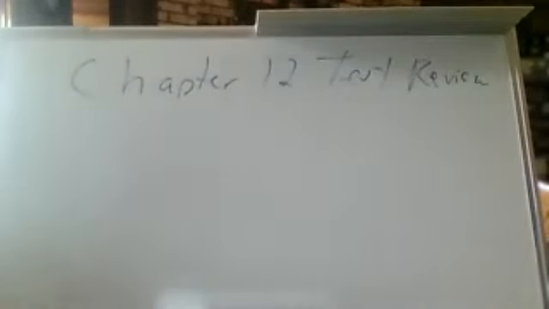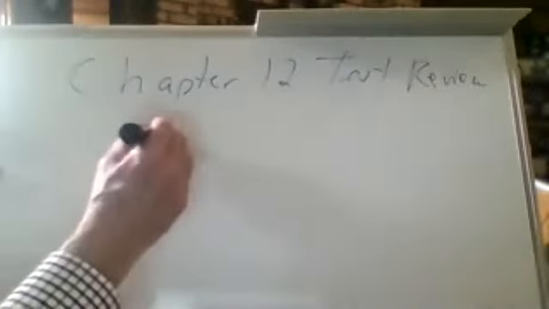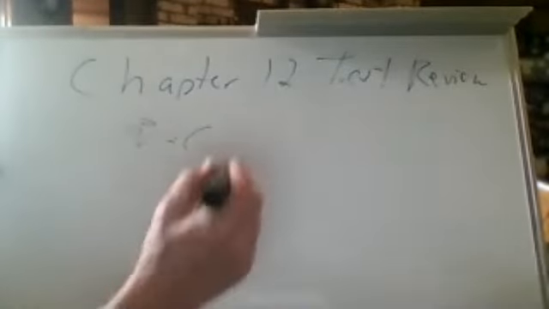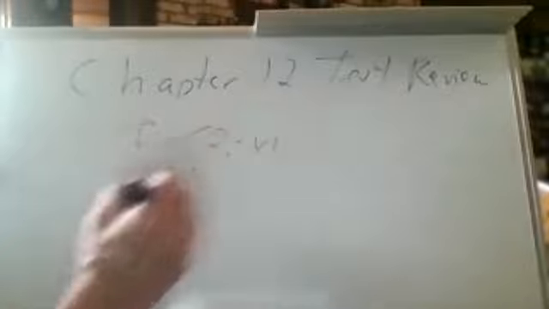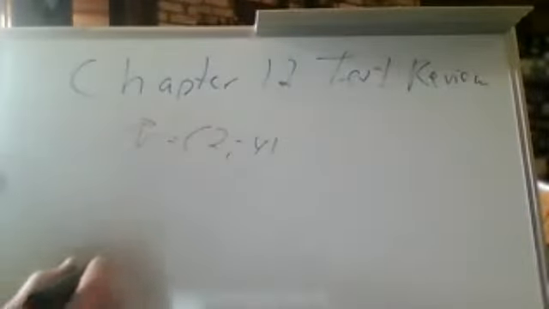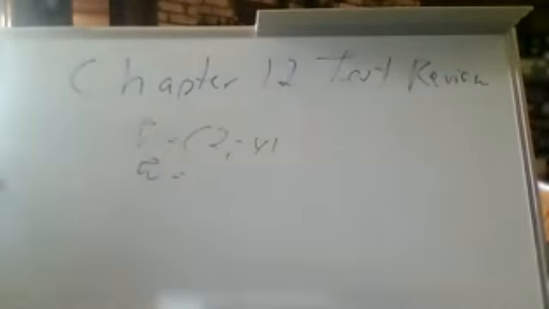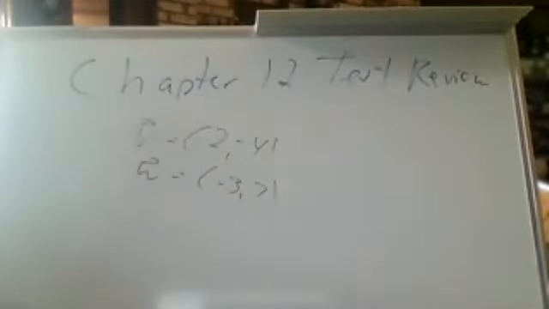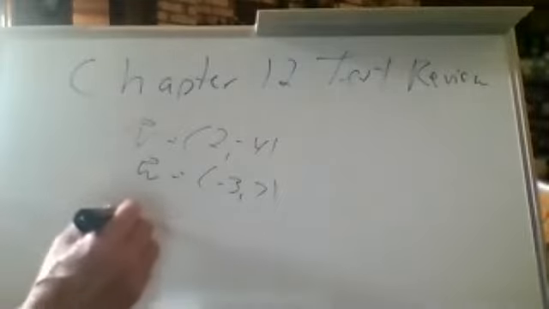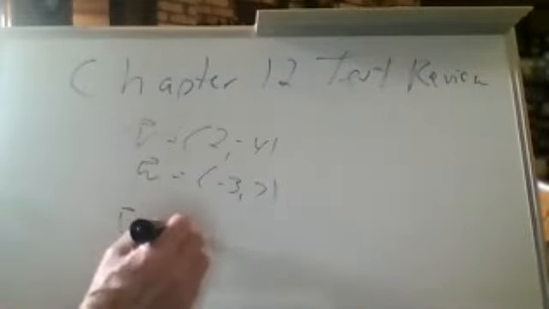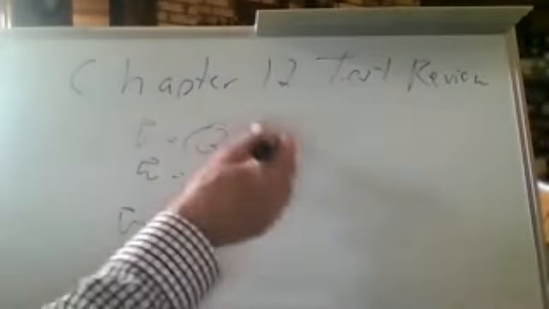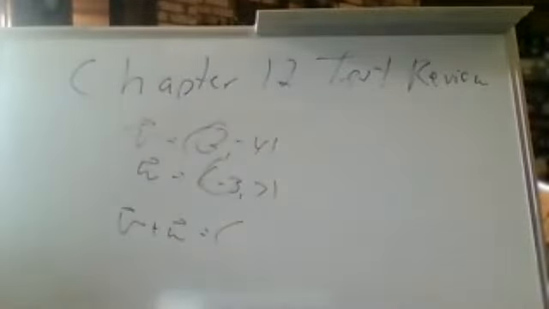All right, so I'll give you coordinates, okay? So vector V is 2, -4, and vector W is -3 and 7. All right, then I ask you to find vector V plus vector W. Well, that's just going to be 2 plus -3 and -4 plus 7, okay?